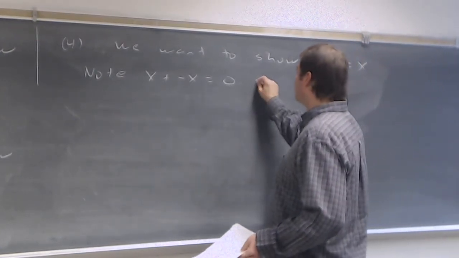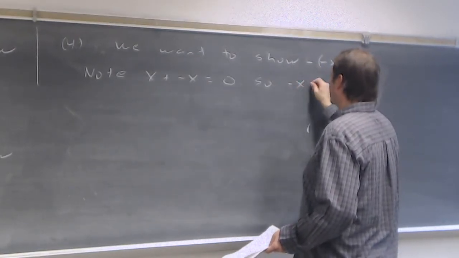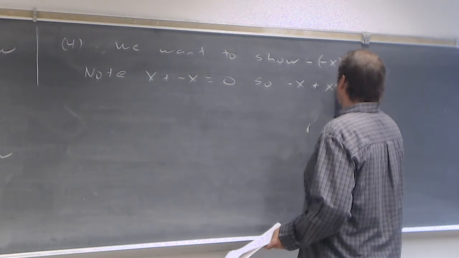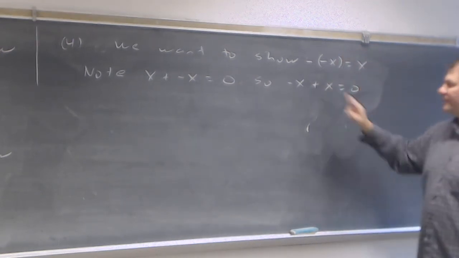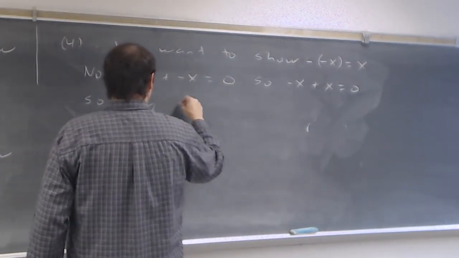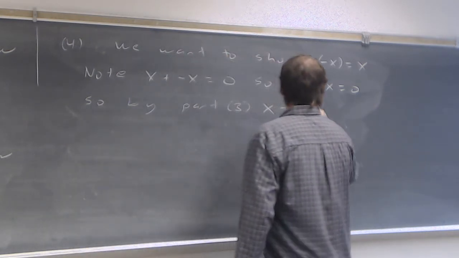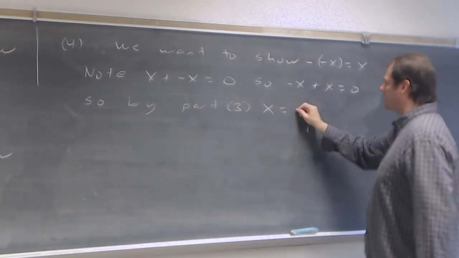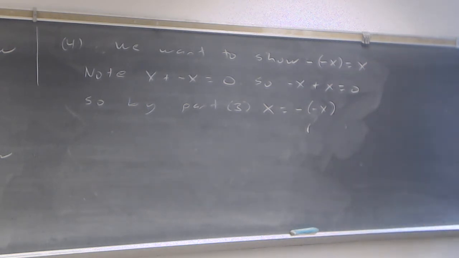So what we do is that we commute these, and so what we have is minus x plus x equals 0. Now applying the third part of this property, so by part 3 of this proposition, we have x is equal to minus this quantity, so it's minus a minus x. And that's what we were trying to show. So that ends that.